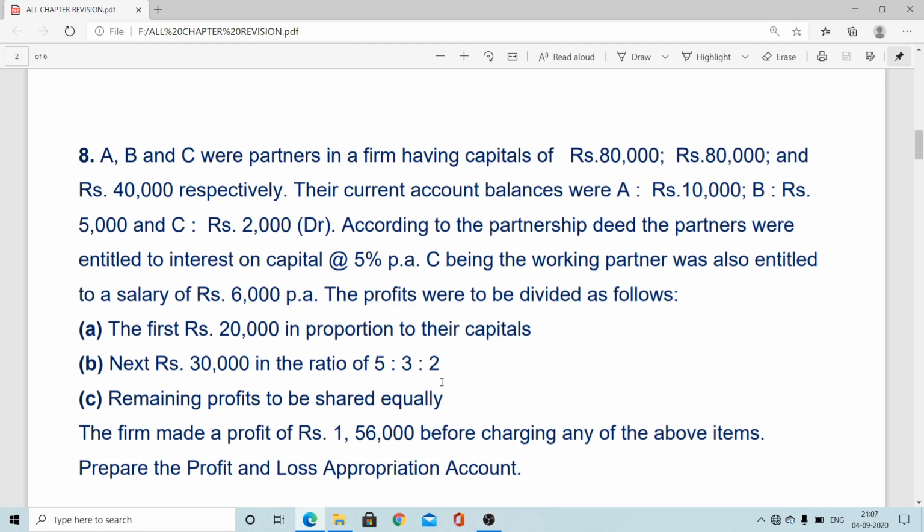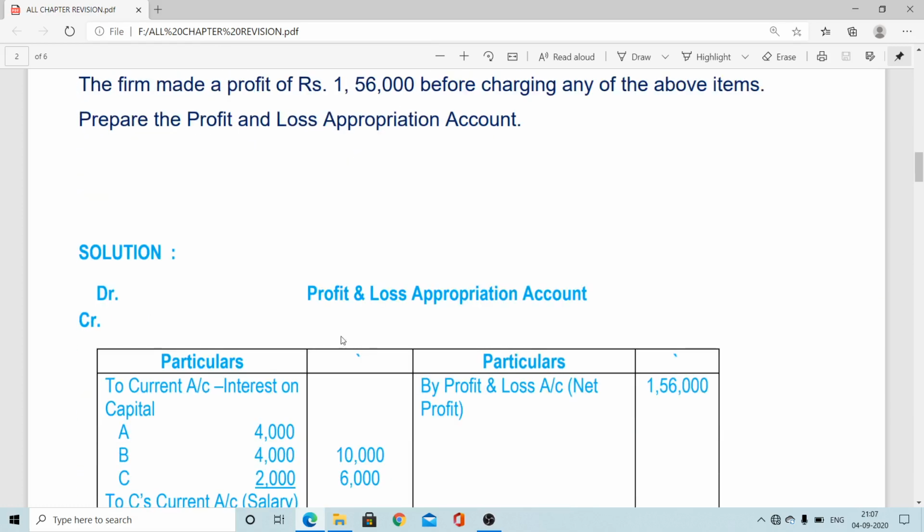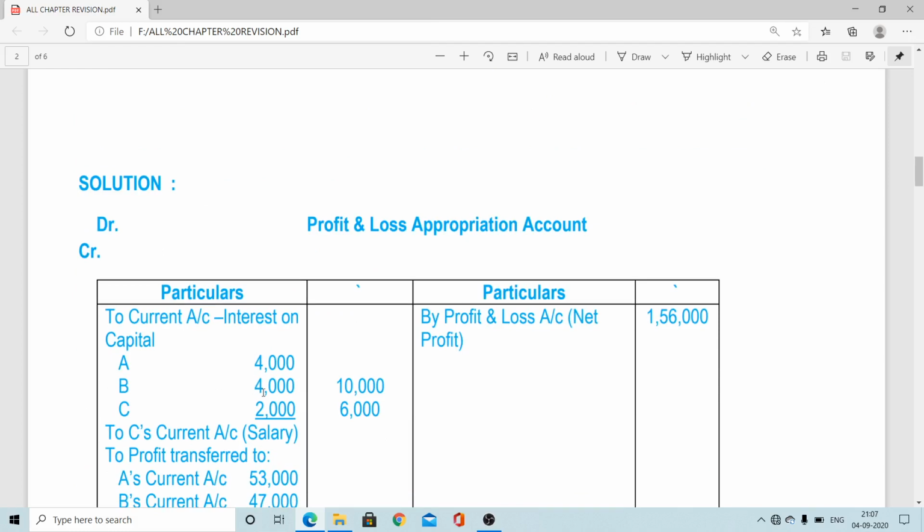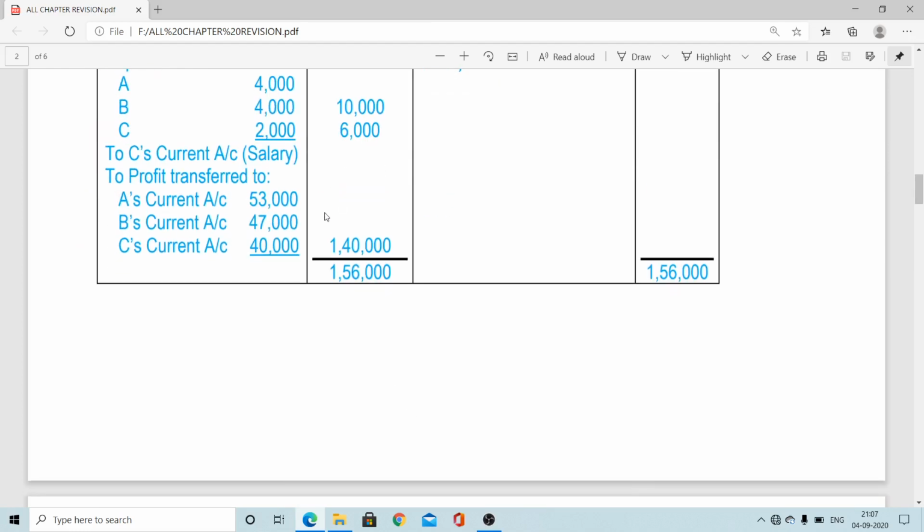First of all, we will prepare the profit and loss appropriation account, and according to the partnership agreement, whatever instructions are there, we will have to provide that treatment. So this is our solution. First of all, the profit and loss appropriation account: net profit 1,56,000. Interest on capital is mentioned, that is 5%. So on 80,000, 5% is 4,000, 4,000 and 2,000, total 10,000. And the salary is 6,000 per annum. So 1,56,000 minus 16,000 is coming to 1,40,000.